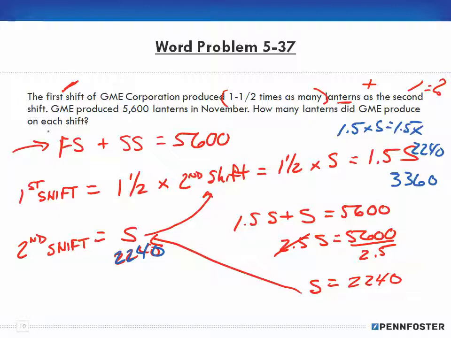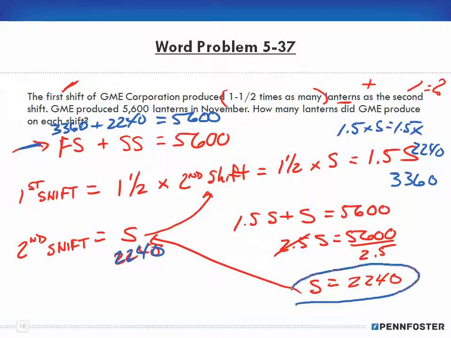And of course, we just plug those values back into the original equation here: 3,360 plus 2,240, and that should equal 5,600. So we know that our s is correct. We know that the number of lanterns produced for the second shift of 2,240 is correct. Similar to other problems that we've done before, so I'm not going to go over it again.